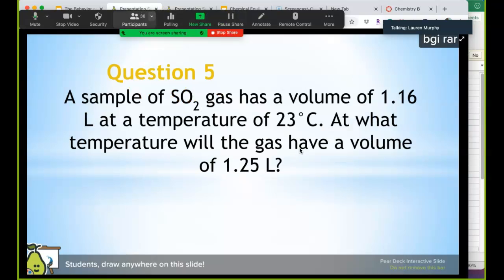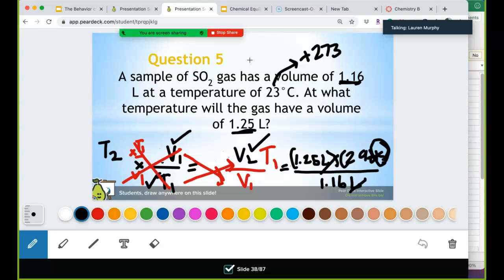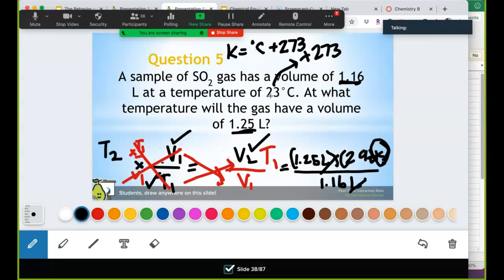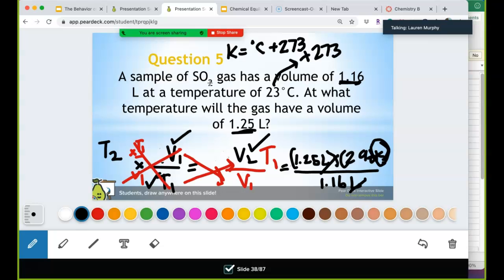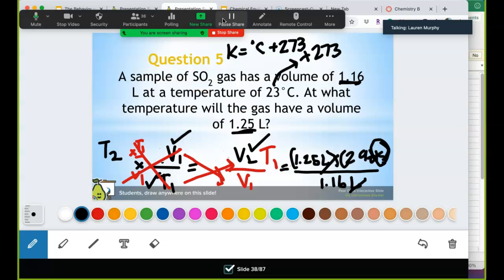So the temperature is 296 because we had to convert Celsius to Kelvin, and the way you do that is by adding 273. So Kelvin temperature is whatever you have in degrees Celsius plus 273. That's like the conversion factor. So 23 plus 273 is 296. That's how you take anything that's in Celsius and convert it to Kelvin. And we can only use Kelvin in here, in these problems.